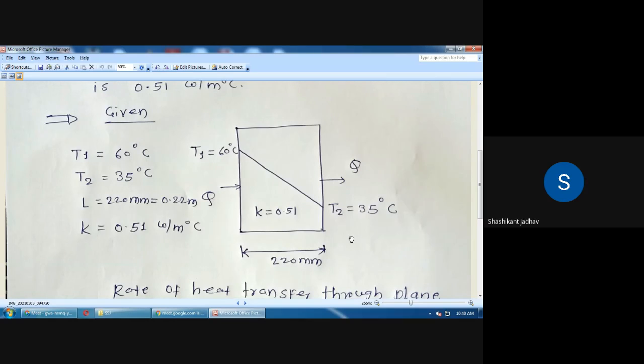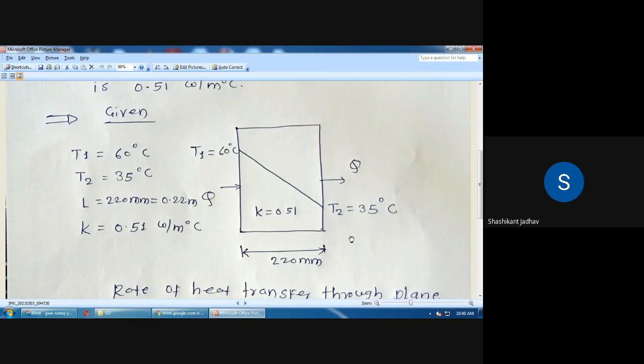Okay, so what is our standard equation? Q is equal to K into A into T1 minus T2 by L. So we have to calculate Q by A, so we have to take area to the left hand side. So Q by A is equal to the remaining equation on the right hand side, that is K into T1 minus T2 divided by L. So K value is given 0.51, T1 60 minus T2 35, divided by L, that is 0.22, and find out the answer for capital Q by A.